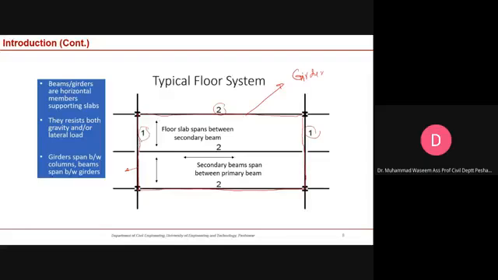You are familiar with that. On top of these beams or girders, you have the slabs. Girders span between columns, and beams span between the girders. Between the columns, the horizontal members we call girders, and this we call a beam. This is just how we can differentiate between a girder and a beam.